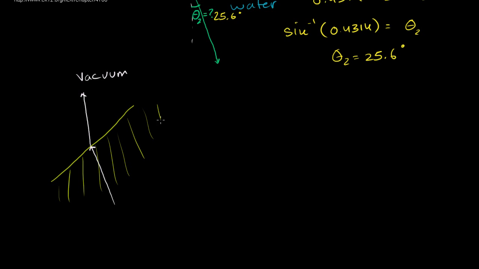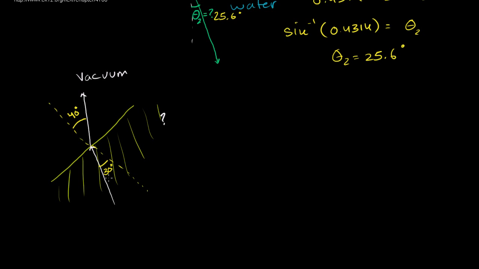So this is some unknown material where light travels slower. And let's say we're able to measure the angles. Let me drop a vertical right over here. And let's say that this right here is 30 degrees. And let's say we're able to measure the angle of refraction. The angle of refraction over here is, let's say, 40 degrees.